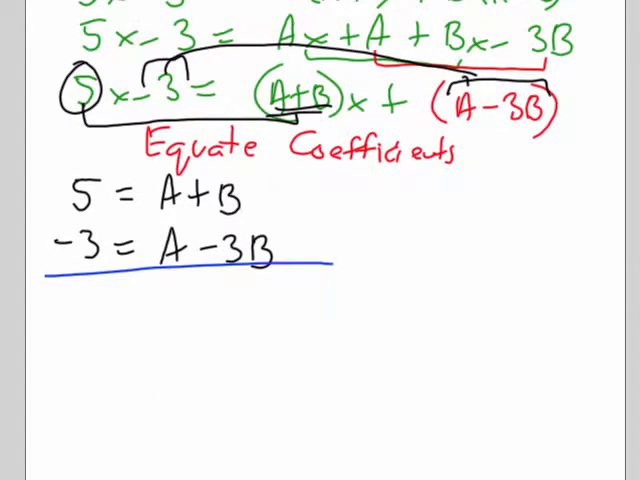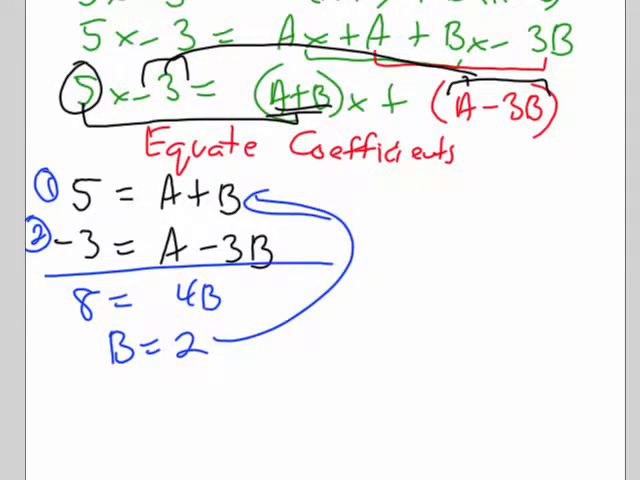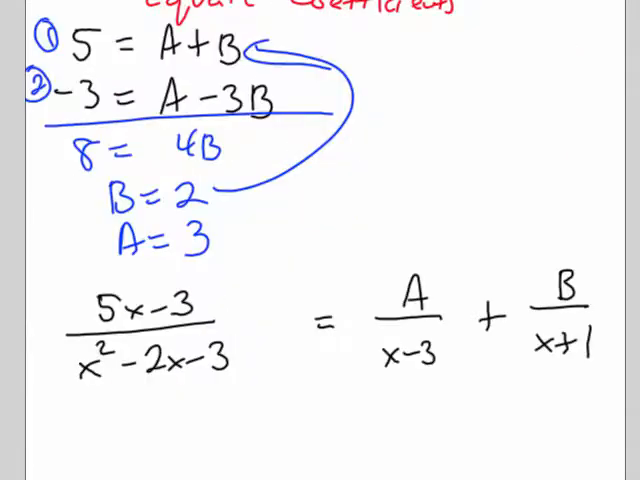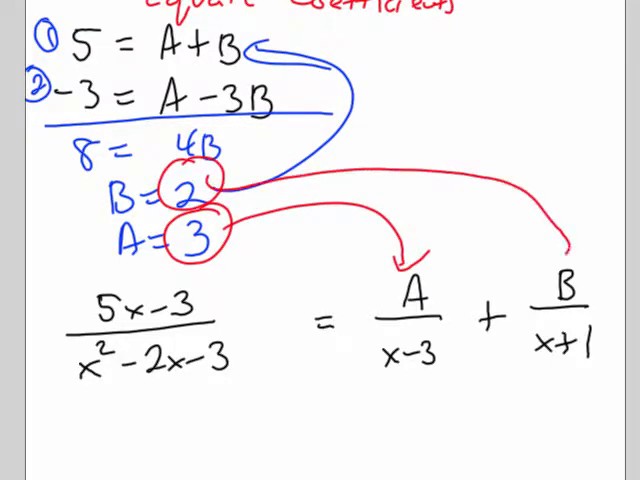Alright, so I'm going to take these two equations and I'm going to subtract them. So that would give me 8, which means that b is 2. And if b is 2, substituting back in, that means that a is 3. And so bringing back my original expression, I can then pop 3 into this position and 2 into that position. So let me do that.